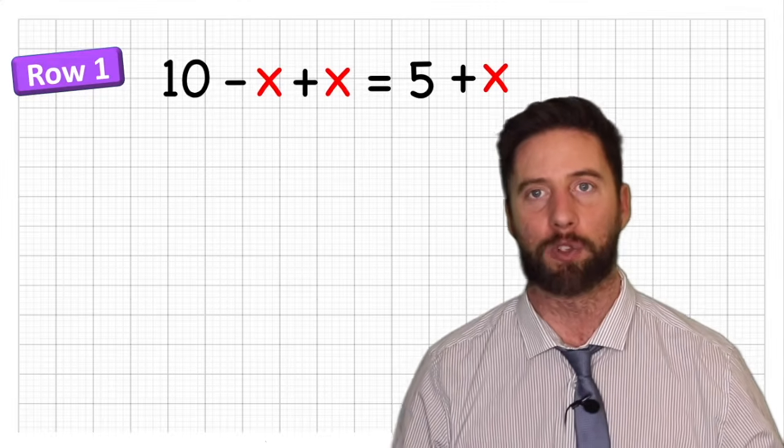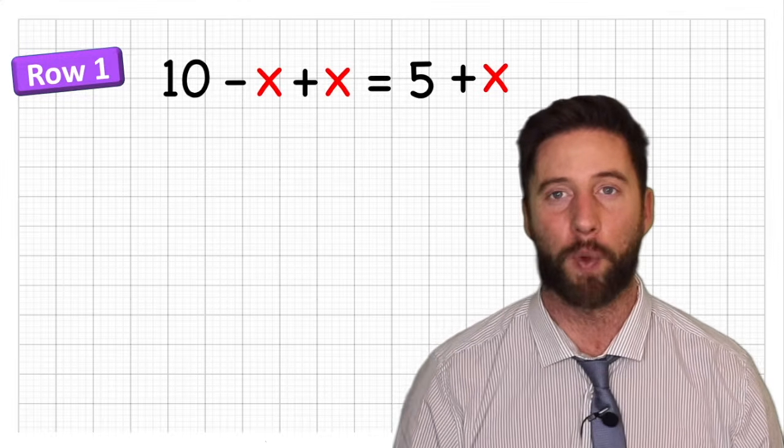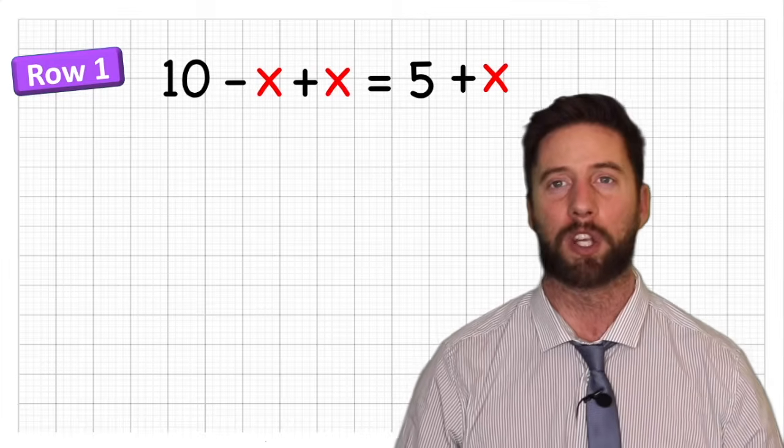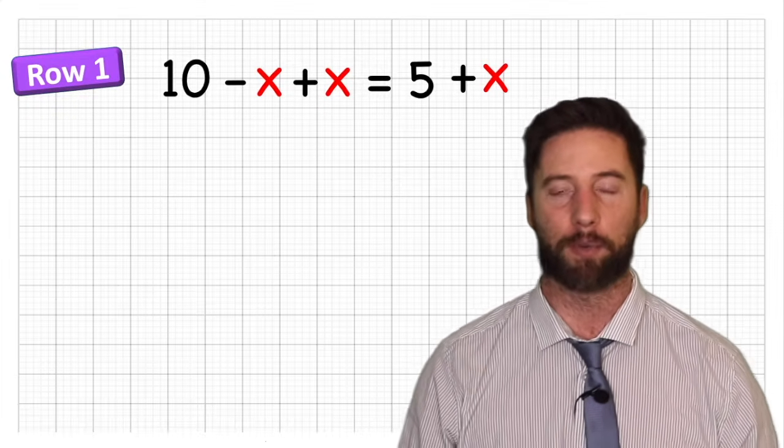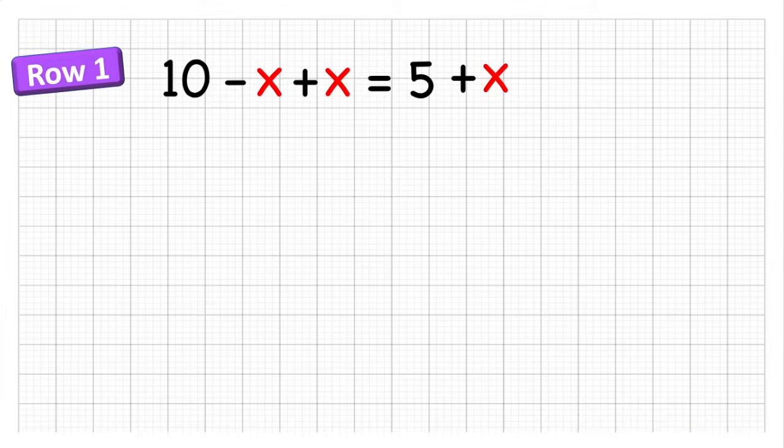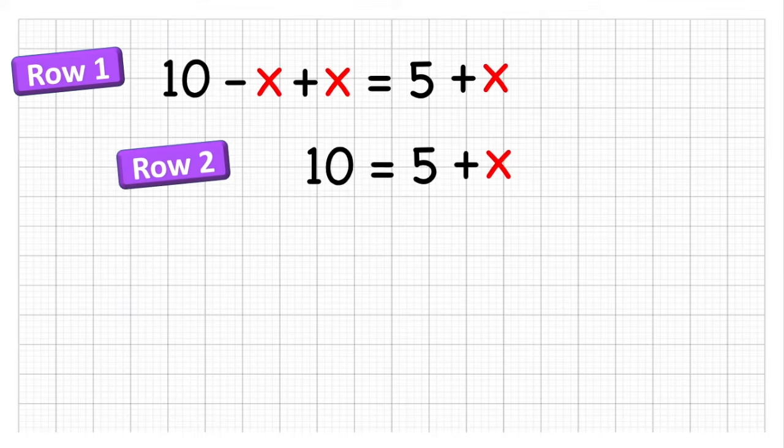That's our really important lesson today, okay? So we can add anything, including variables, and subtract anything, including variables, okay? So let's go ahead and put that in now. So now we read 10 minus x, add x, equals 5, add x. Okay, so now our next row, our x's are cancelled out, and we have 10 equals 5, add x.